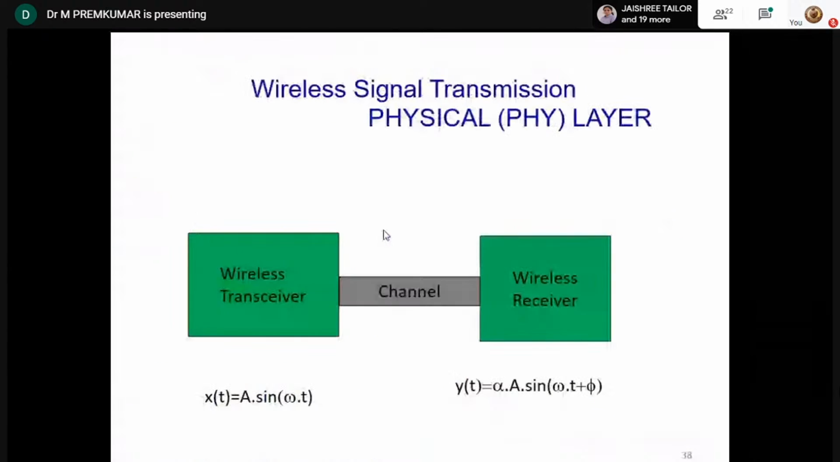As you know, in wireless signal transmission, at the physical layer you have the wireless transceiver. You can have any device, and you have to transmit the signal in the channel. Only thing is the channel parameter gets multiplied here. The alpha is nothing but the channel magnitude, and it gets multiplied here. This is well-known information which we are all aware of.